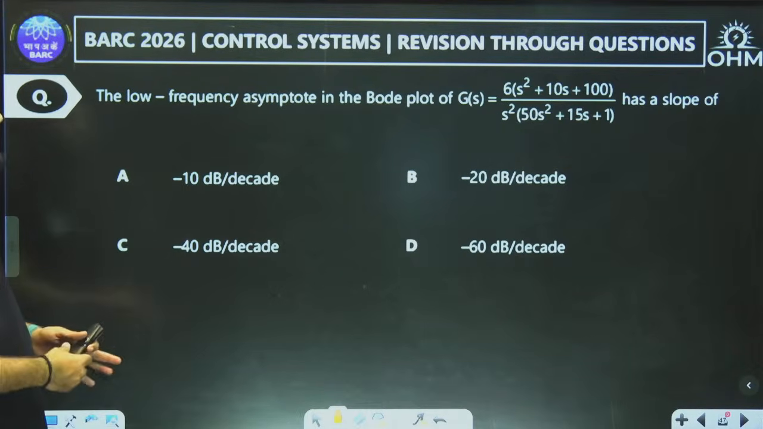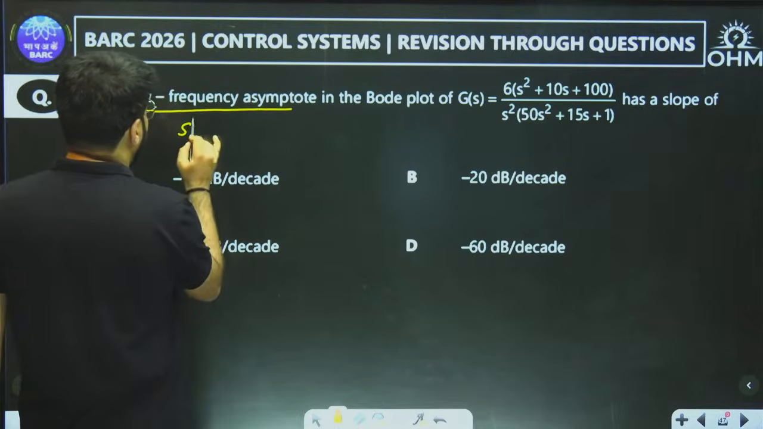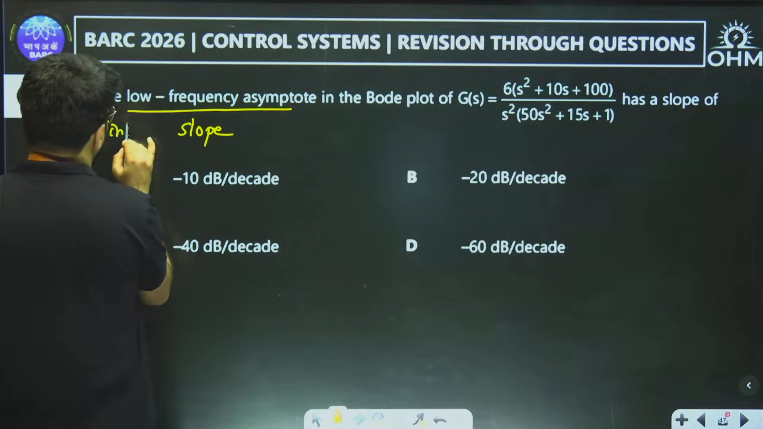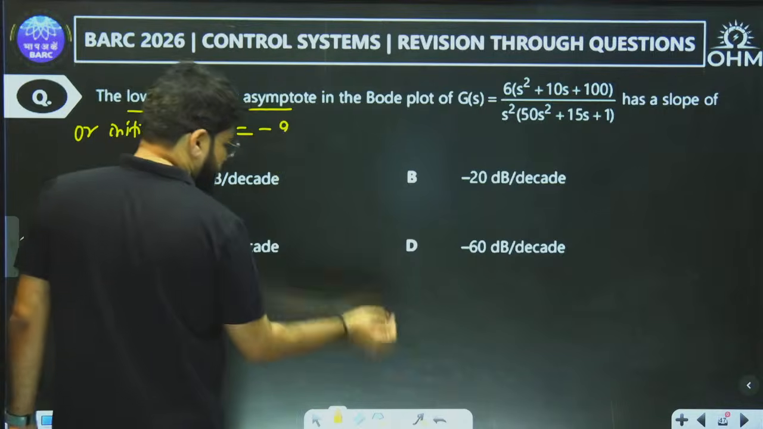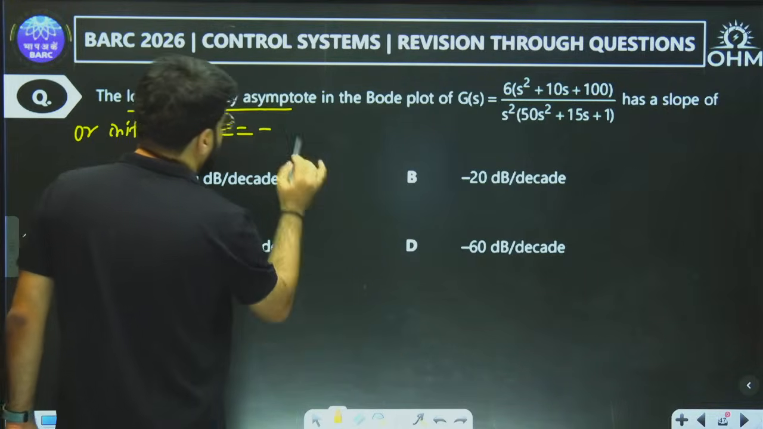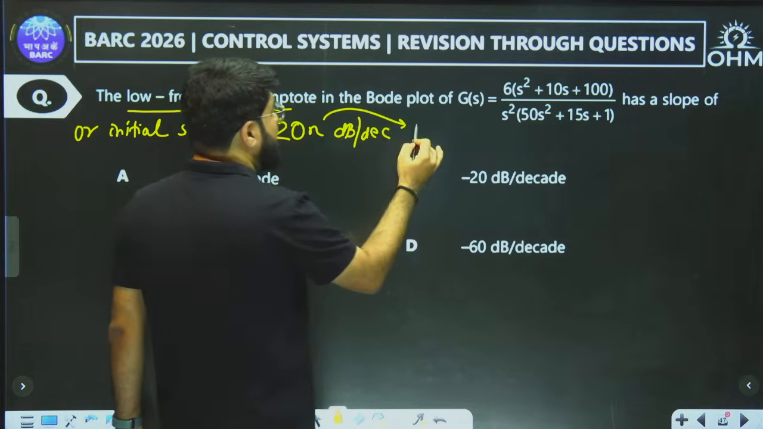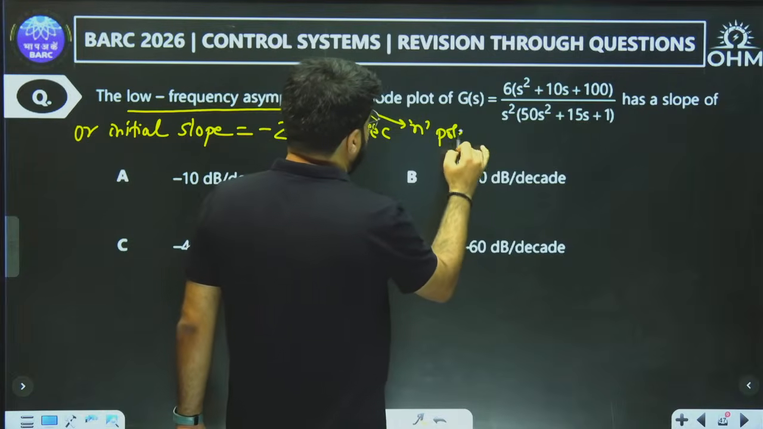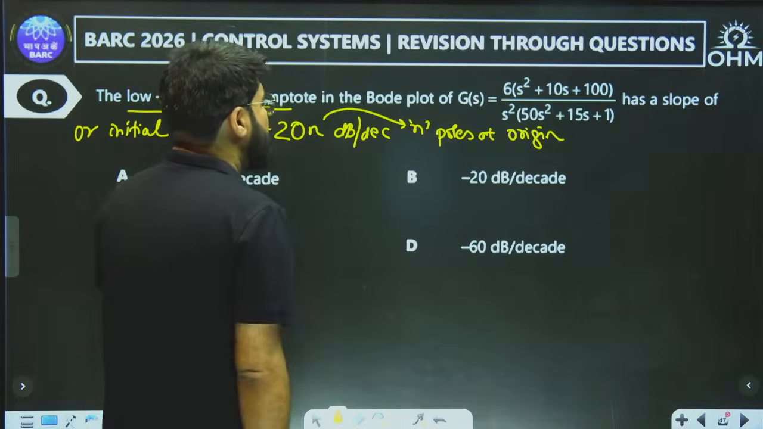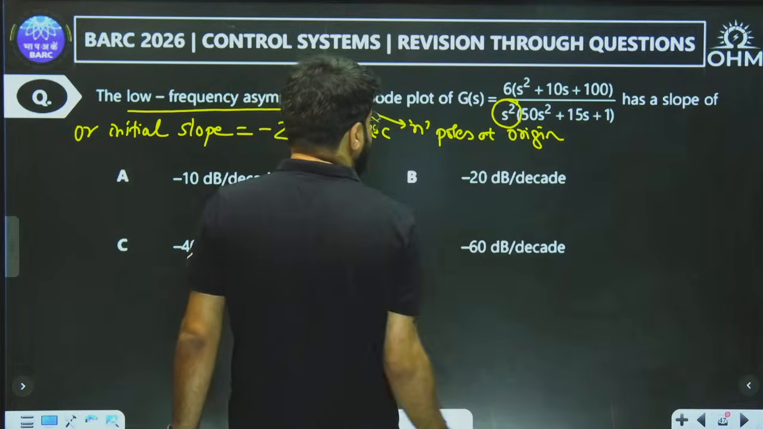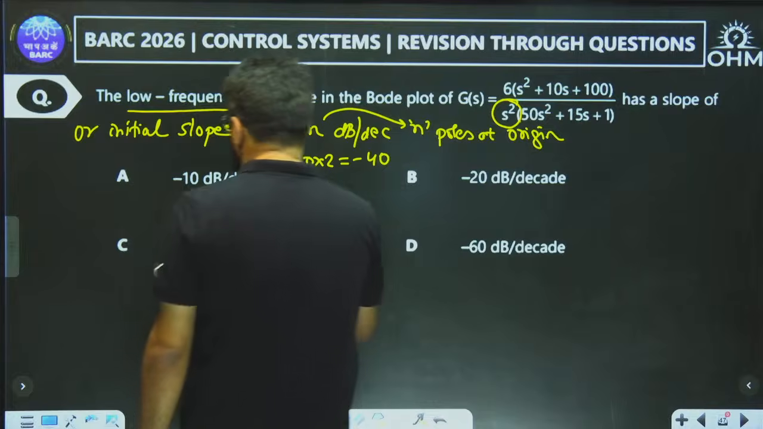Next one. The low frequency asymptote in the Bode plot has a slope of how much? The slope of the low frequency asymptote is also known as the initial slope. And what is the initial slope in case of Bode plot? Minus 20n decibel per decade for n poles at origin. So how many poles at origin? Very clearly there are 2 poles at origin. Minus 20 into 2, minus 40. The correct answer here is minus 40.